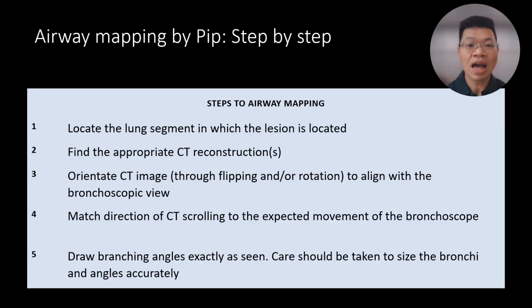To recap, this is our framework on the 5 steps to airway mapping. We will go through this together, step by step. The first step is to locate the lung segment in which the lesion is located. Take a moment to rewind the video if you need to review the CT scan and lock in your answer. Yes, it is in the middle lobe. We can then go on to the second step, which is to find the appropriate CT reconstruction.